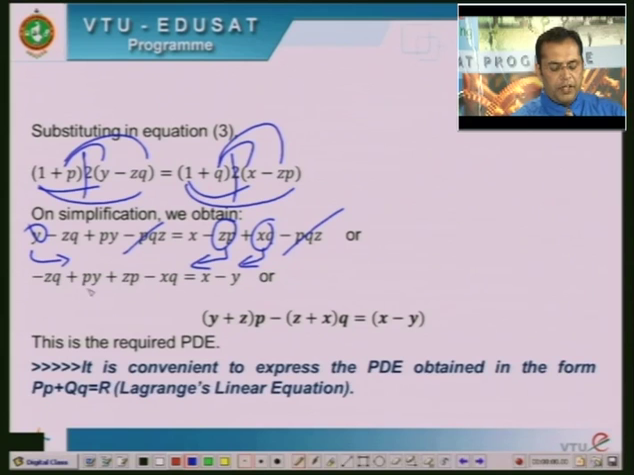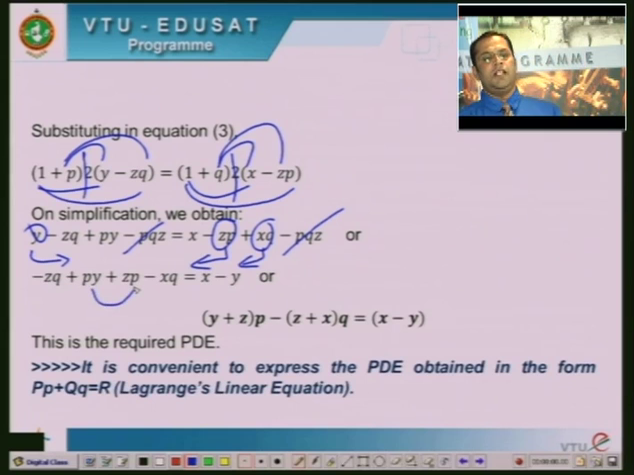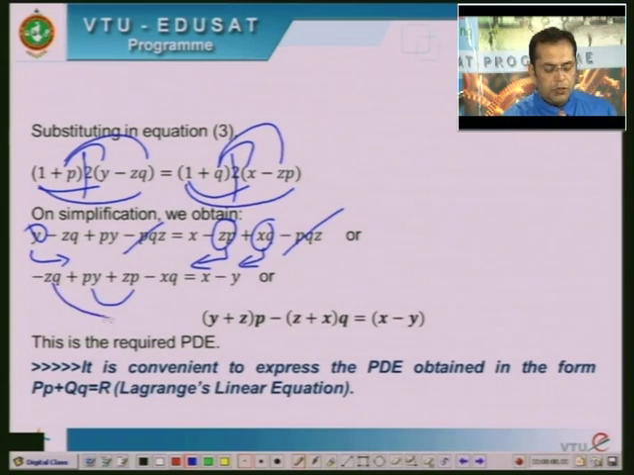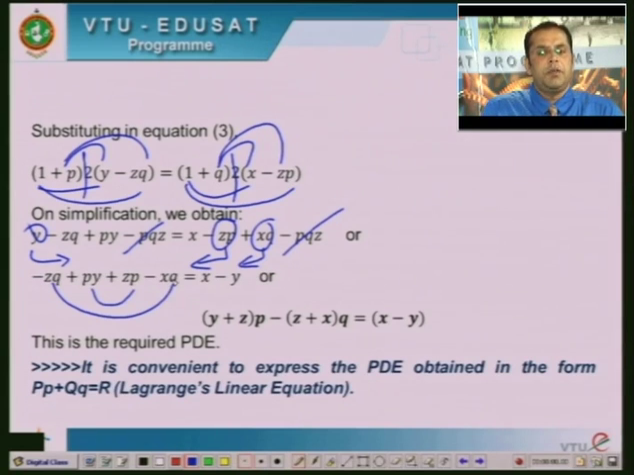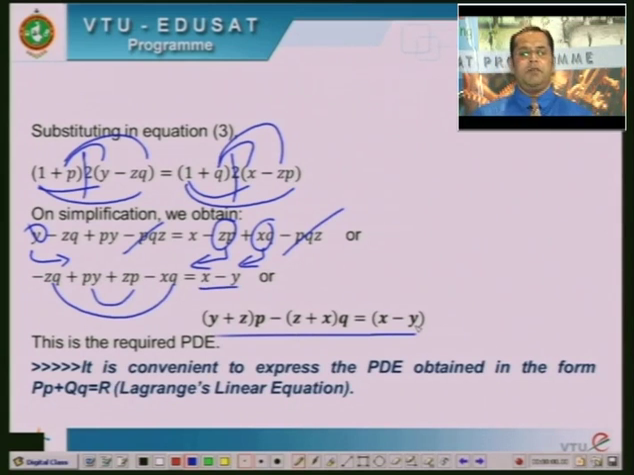Then finally, if you take common factors, these two have p common, so you get (y plus z) into p, and these two terms have minus q common, so take it out. So, minus of (z plus x) into q equal to x minus y, which is the required PDE. Let me remind you again, if you try to solve this problem using the previous method, you will get the same answer, because these two are equivalent.